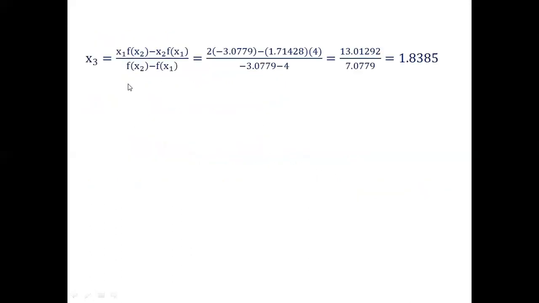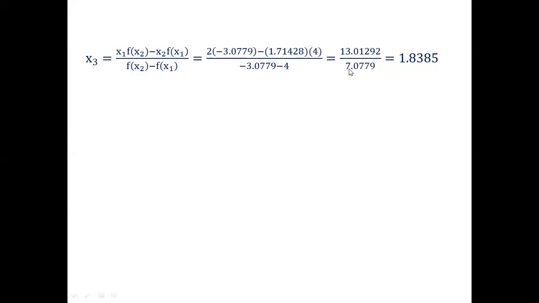Then find x3. x3 is (x1 into f of x2 minus x2 into f of x1) by (f of x2 minus f of x1). Substitute the values. x1 is 2, into f of x2, which we just calculated, minus 3.0779, minus x2, which is 1.71428, into f of x1, which is 4, divided by f of x2 minus f of x1, which is minus 3.0779 minus 4, which is equal to 13.01292. That is the numerator part.